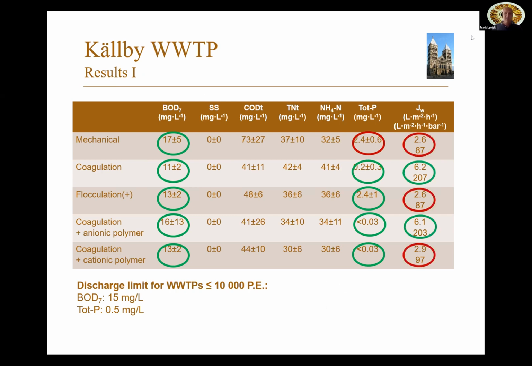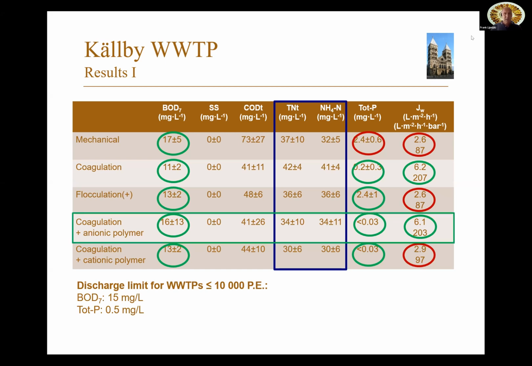The fluxes, what we could see is that we achieved very good fluxes with coagulation, and also with coagulation plus an anionic polymer. So that was quite encouraging. Nitrogen, we also removed quite nicely. But the best way we tried to move forward was coagulation with an anionic polymer, which gives us nice fluxes and a very good removal. And basically, when it comes to discharge limits for wastewater treatment plants for less than 10,000 people equivalent, we were fine in these requirements.